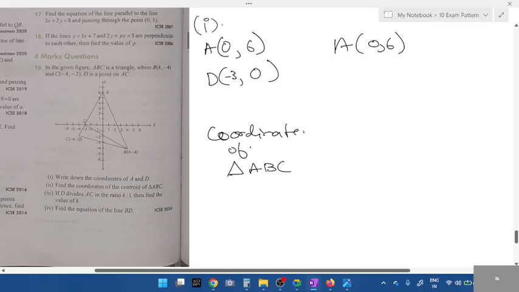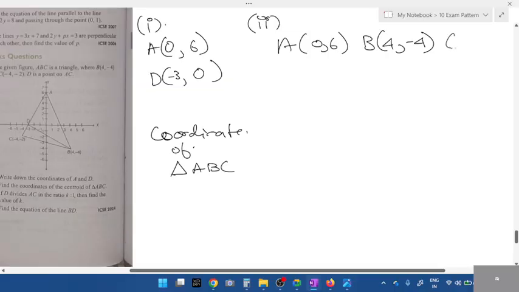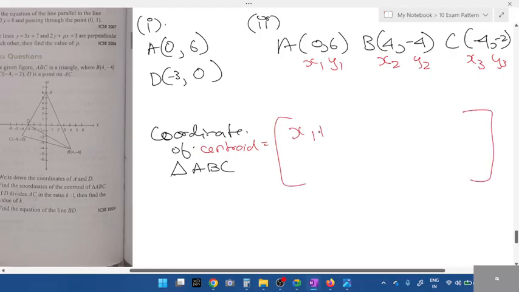Now this is the first question. Now we are solving the second question. B value. What is B coordinate given? 4, -4. And C value, -4. Yes. Tell me the formula. You have to take this as x1, y1, x2, y2 and x3, y3. What is the coordinate of centroid ABC? Tell me the formula. X1 plus x2 plus x3 divided by 3. Make a note of this formula. Y1 plus y2 plus y3 divided by 3. Substitute, find the value.